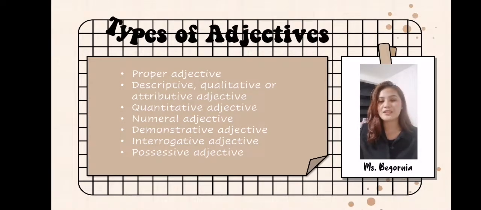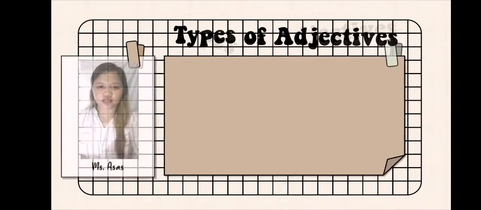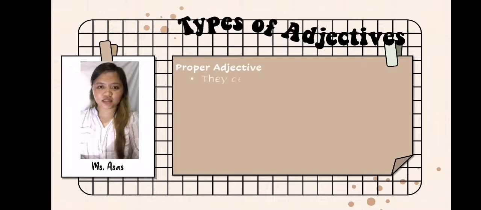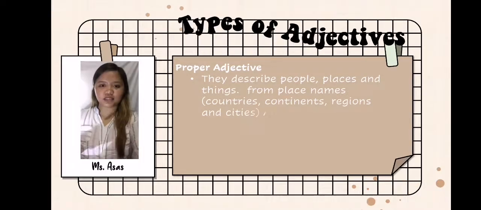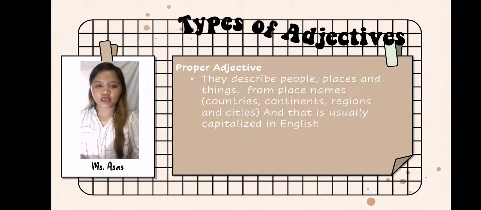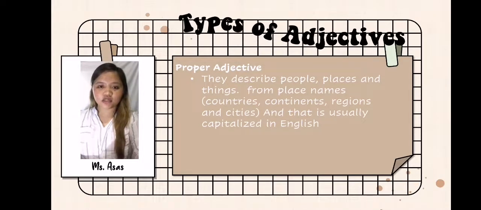The first one is the proper adjective, then descriptive, quantitative, numeral, demonstrative, interrogative, and the last one is the possessive adjective. A proper adjective is usually capitalized in English. So I have here an example of a proper adjective.